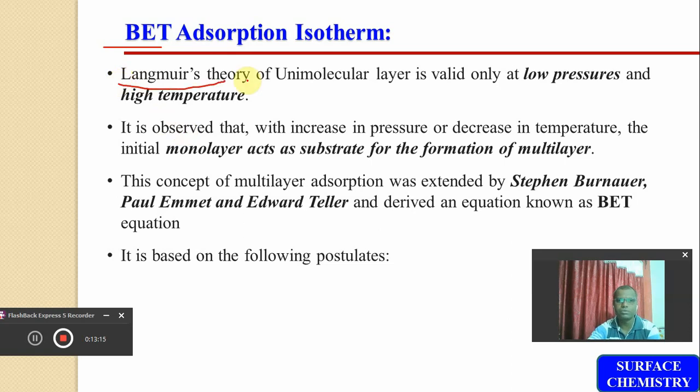Here it is observed that Langmuir theory of unimolecular layer is valid only at low pressure, because we discussed the cases: at high pressure the adsorption is independent of pressure and is going to be constant, and at low pressure the adsorption or the volume is directly proportional to the pressure. That's why the Langmuir theory of adsorption of unimolecular layer is only valid at low pressure. It means that it is not valid at high pressure and low temperature.